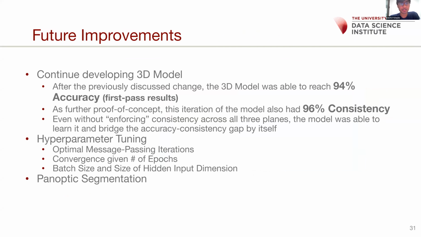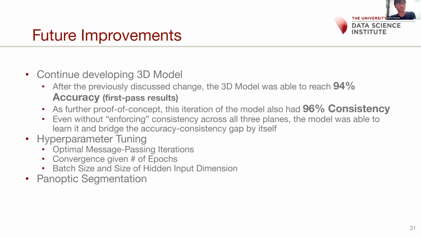So as far as next steps go, for future improvements, we want to continue developing the 3D model. After the previously discussed change, the 3D model was able to reach 94% accuracy on first pass results on the validation set. And as further proof of concept, this iteration of the model also had 96% consistency, which is really exciting because even without enforcing consistency across all three planes, the model was able to learn it by just having that 3D context information available in addition to the 2D information that it had. And it was able to bridge the accuracy and consistency gap by itself.